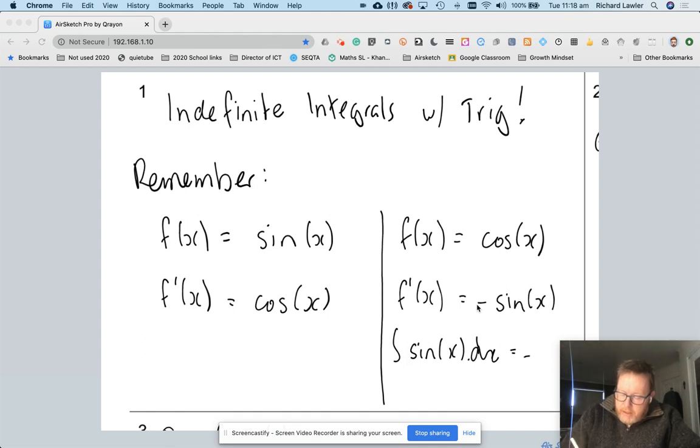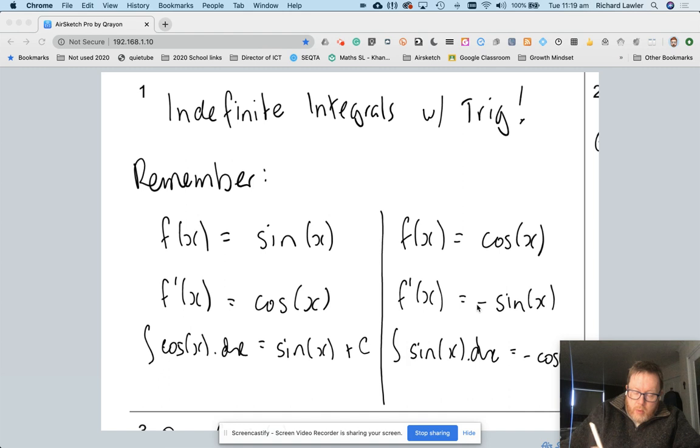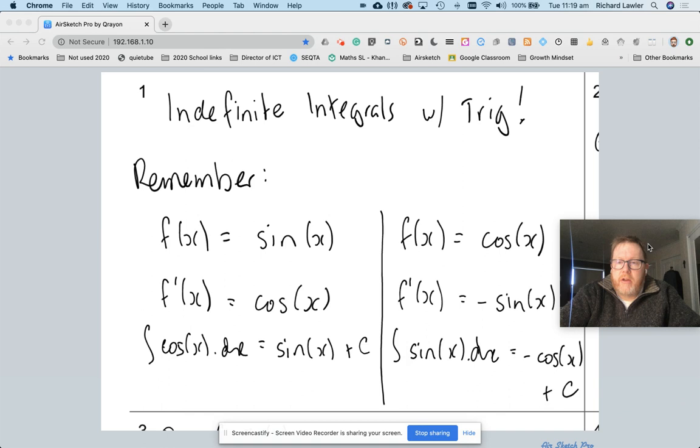So that's negative cosine of x, and in a similar fashion, the integral of cosine with respect to x, moving our way backwards, we've got cosine of x here. So the antiderivative, the integral, is simply sine of x, and of course we add the c on both sides. There it is. Okay, so that's the actual formulas themselves.